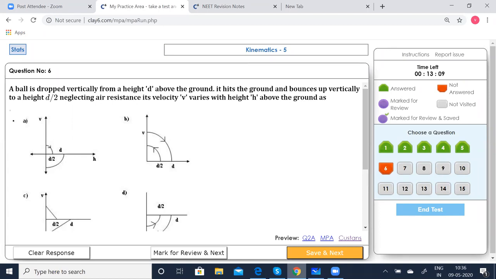Once it reaches the maximum height, we saw that the velocity is 0, and then it is going to come down. Once it comes down, it is going to be in the downward direction. In that case, what happens? It is going to keep increasing. So which can be the one? It is going to be at 0.